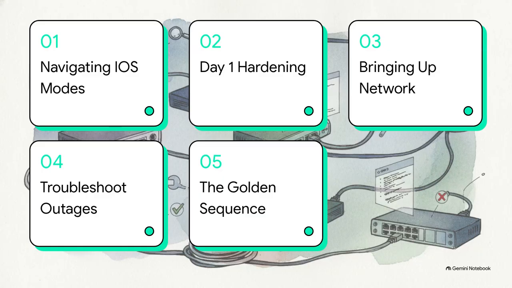Here is our game plan for today, following a highly structured, chronological life cycle to completely demystify device configuration. Number 1, navigating Cisco IOS modes. Number 2, day 1 device hardening. 3, bringing up the network. 4, troubleshooting real-world outages. And finally, number 5, we'll wrap it all up with the golden sequence.